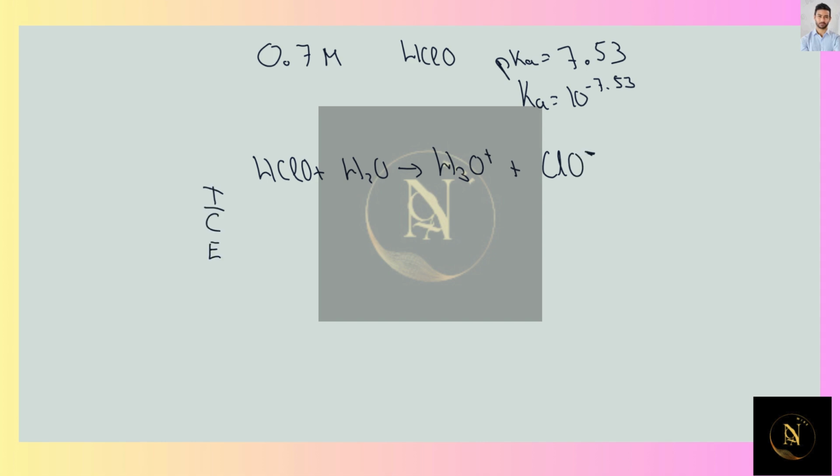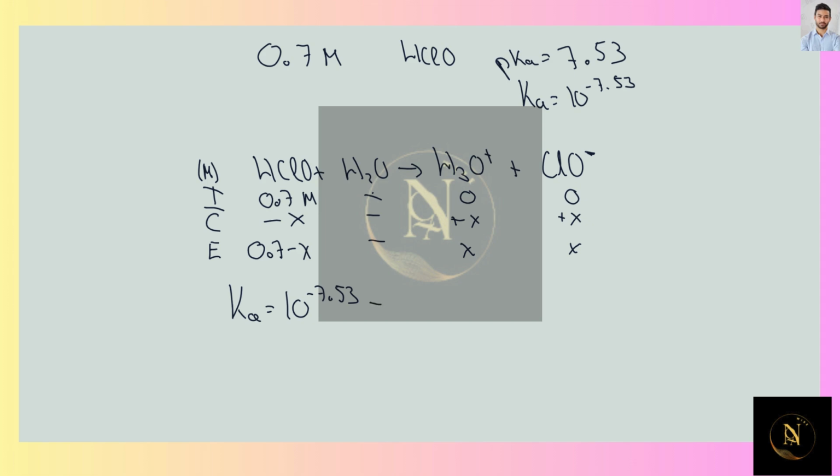Let's write down our ICE table in terms of molarity. Initially, we're going to have 0.7 molar, 0 of the products. Water doesn't matter because it doesn't enter into the equilibrium equations because it is a condensed phase. The amount of change, we're going to call it minus x, plus x, and plus x. This is the fraction of the acid that is going to dissociate in water. So at the equilibrium, we're going to get 0.7 minus x, x, and x.